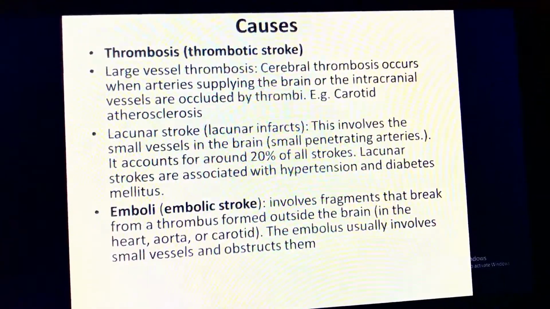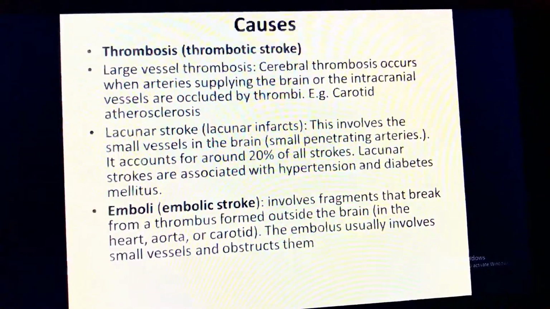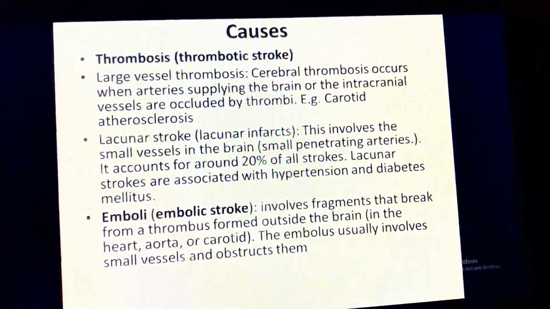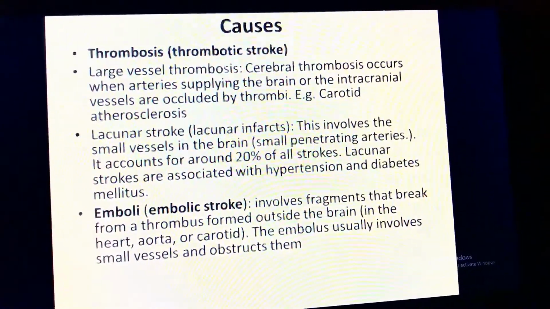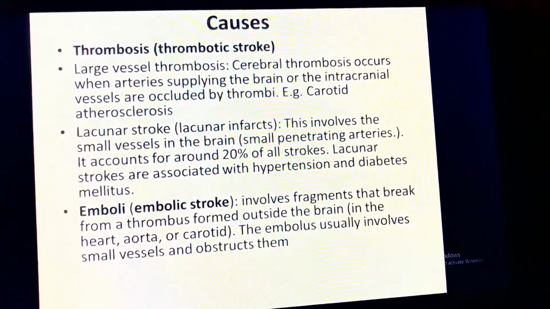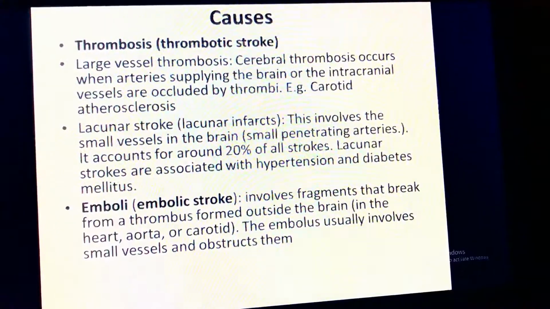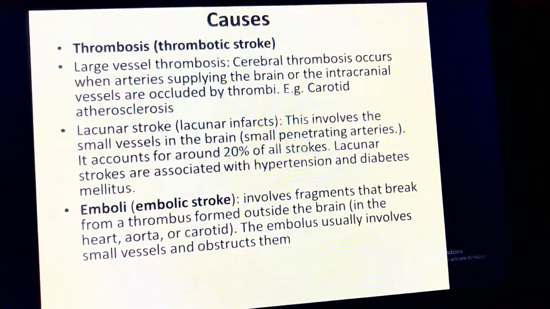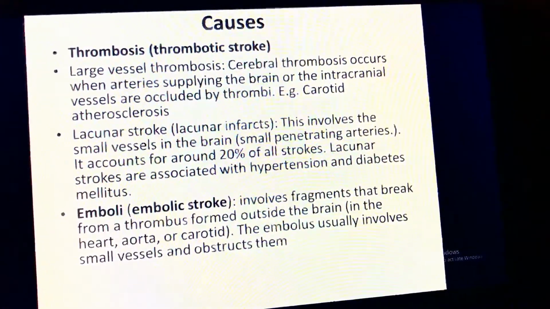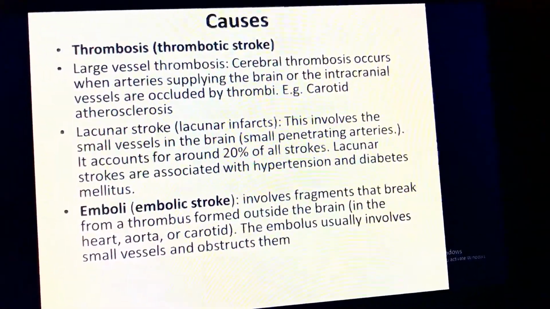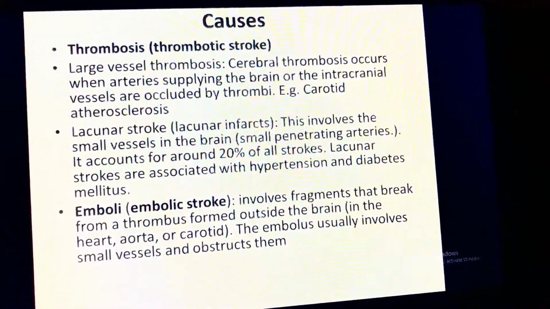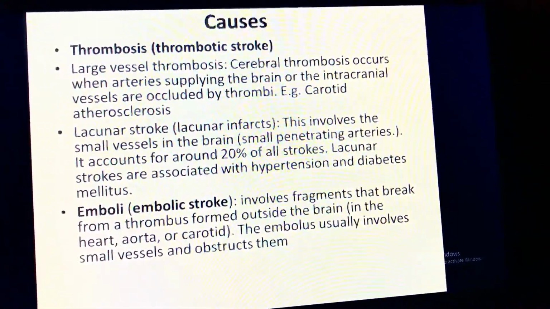Causes of ischemic stroke. We can have thrombotic stroke, thrombosis. The thrombosis is the occlusion of the vessels in the brain by the thrombus. Large vessel thrombosis, cerebral thrombosis, occurs when arteries supplying the brain or the intracranial vessels are occluded by thrombi. Lacunar stroke or lacunar infarct involves the small vessels in the brain.